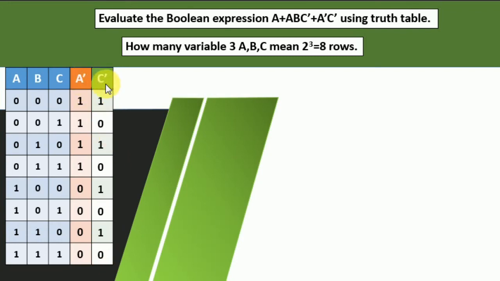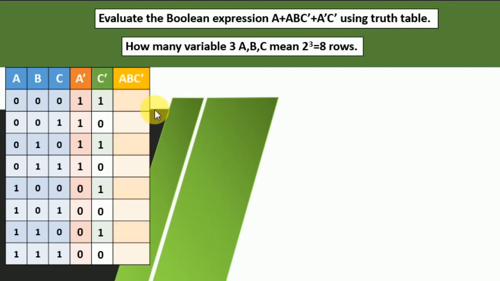What is the next part now? We have solved the NOT. Next is the AND. So first we solve A B C complement, meaning A and B and C complement. So what is that? A B C, this means A and B and C. So the dot sign is going to be used.